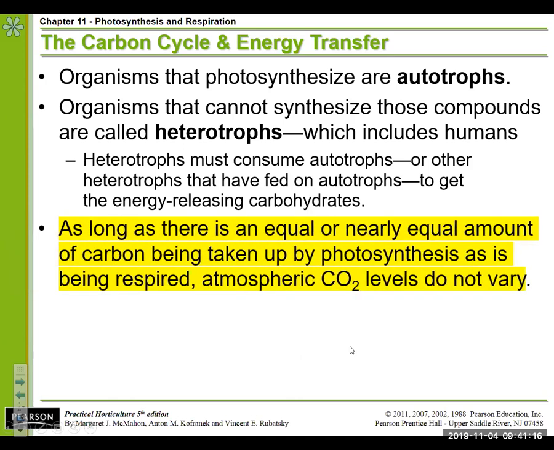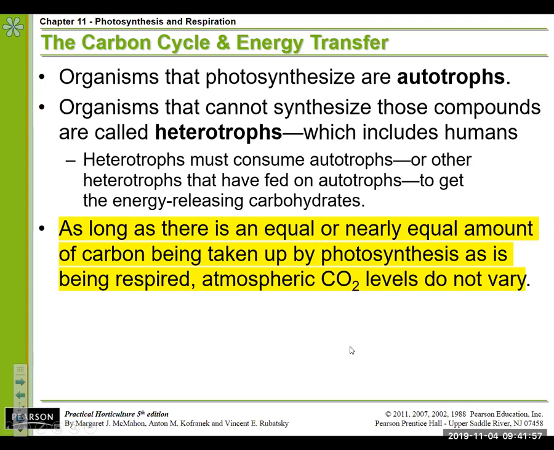As long as we have an equal or nearly equal amount of carbon being taken up through photosynthesis as is being respired, then the atmospheric carbon dioxide levels will not vary. That's the closed loop part of the cycle. Whatever is emitted is also taken up by plants. So theoretically, if we had every inch of soil covered with plant life, respiring and absorbing that carbon dioxide, we could break even with the amount of emissions, theoretically anyway.